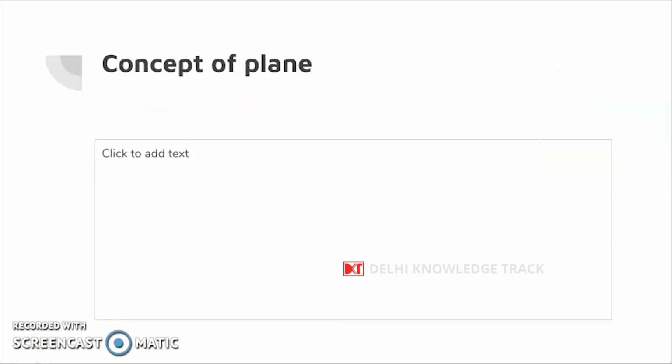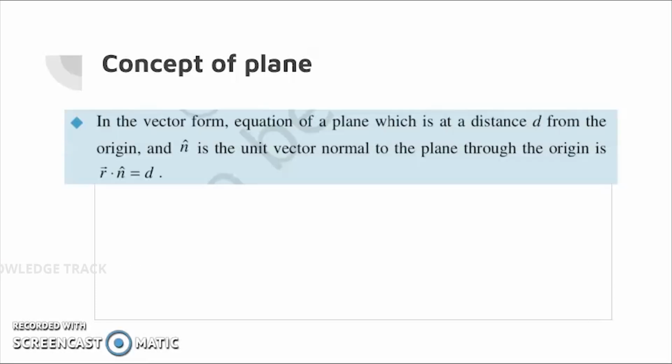Let's discuss a new concept, that is the concept of a plane. What is a plane? In mathematics, a plane is a flat, two-dimensional surface that extends infinitely far, meaning it has no ends and it is 2D in nature. Let's discuss the first concept of a plane.